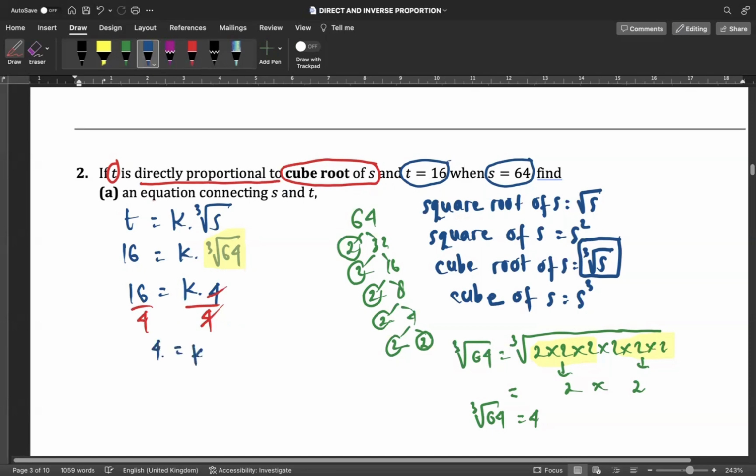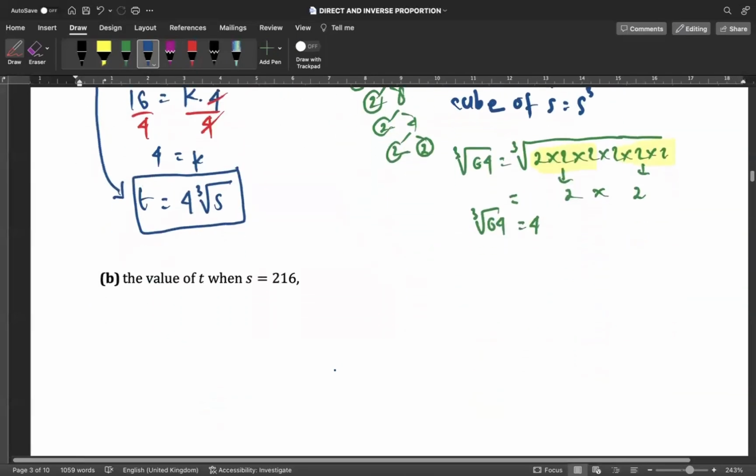So the equation connecting s and t is... Let's refer again to the original, and then let's write the complete equation: t equals 4 times cube root of s. This would be the answer for A.